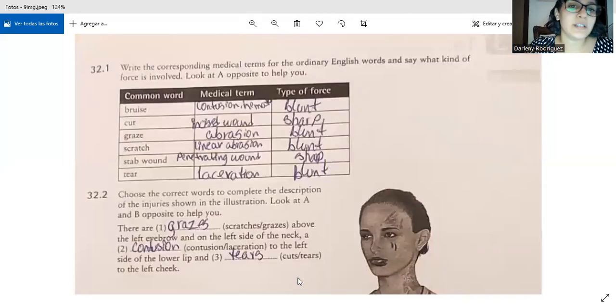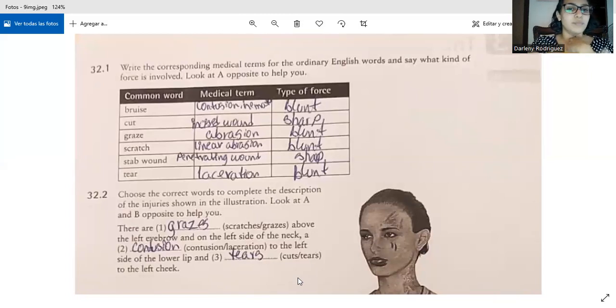Write the corresponding medical terms for the ordinary English words and say what kind of force is involved. Common word, bruise. Medical term, contusion or hematoma. Type of force, blunt. Common word, cut. Medical term, incised wound. Type of force, sharp.